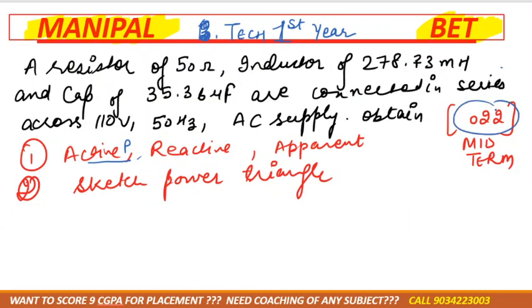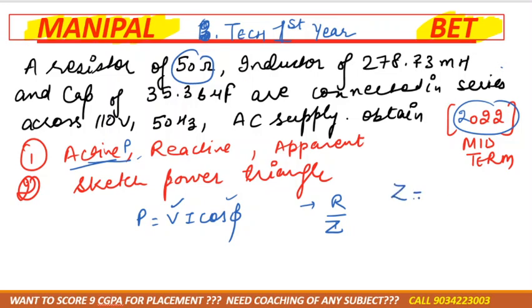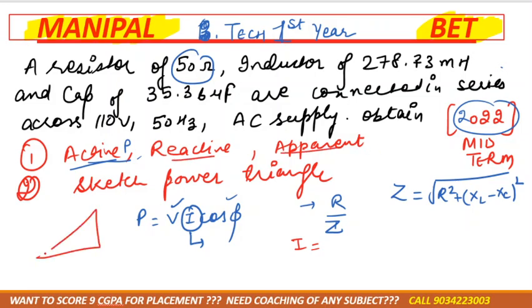This is the active power. Power factor cos phi is R by Z. We can get Z by the formula root of R squared plus X squared. Similarly, we have reactive power and apparent power. We can get it from the power triangle, P over here, S over here, right? Understood?